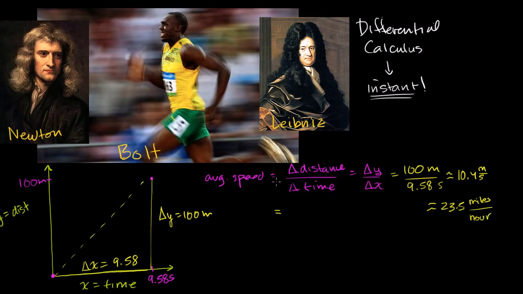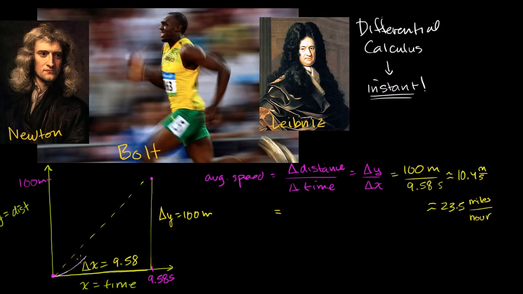Now, to see how this is different than instantaneous velocity, let's think about a potential plot of his distance relative to time. He's not going to just go this speed immediately. As soon as the gun fires, he's not just going to go 23.5 miles per hour all the way. He's going to have to accelerate. So at first, he's going to start off going a little bit slower. So his slope is going to be a little bit lower than the average slope. He's going to go a little bit slower, then he's going to start accelerating.